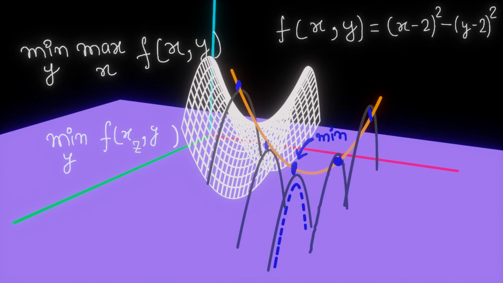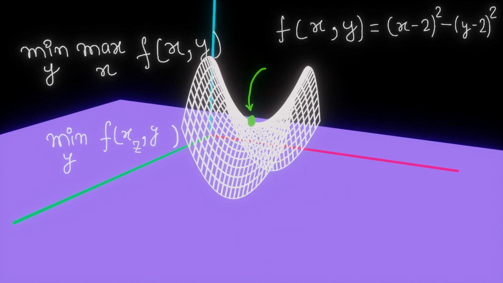This minimum maximum point exists here at this white curve. By the way, this white curve is called a saddle curve. So the minimum maximum point would be here. This point is called minimax in short, or the saddle point.